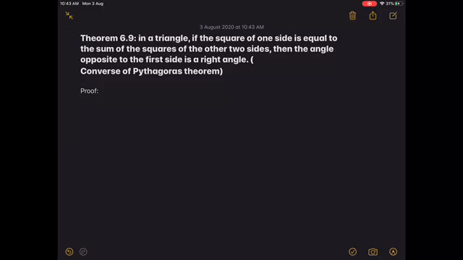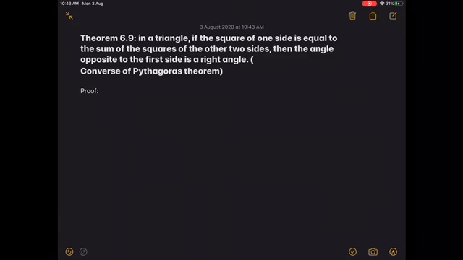Okay, theorem 6.9. What does it say? In a triangle, if the square of one side is equal to the sum of the squares of the other two sides, then the angle opposite to the first side is a right angle. So this is just the reverse of Pythagoras theorem 6.8. Hence it is the converse of Pythagoras theorem. So what does it state, children? Here it is given that the square of the hypotenuse is equal to the sum of the squares of the other two sides. You should prove that the triangle is a right angle triangle.